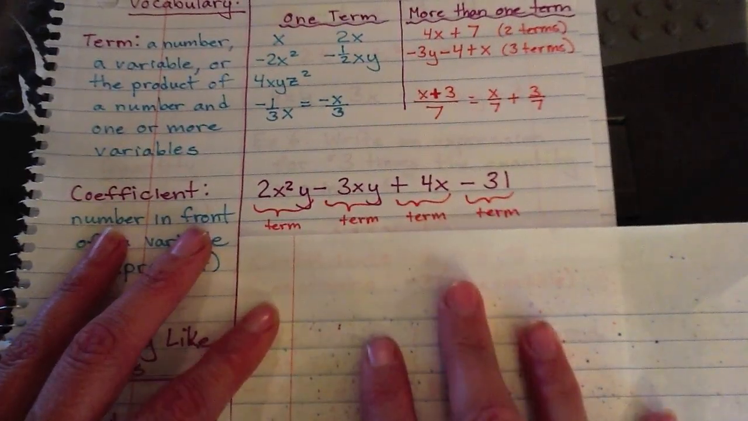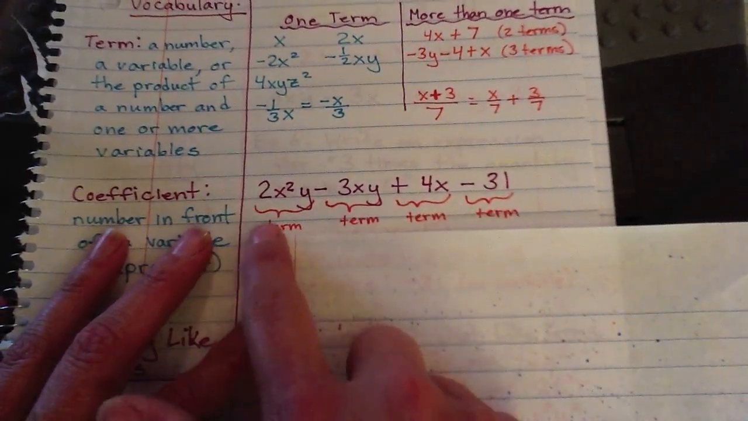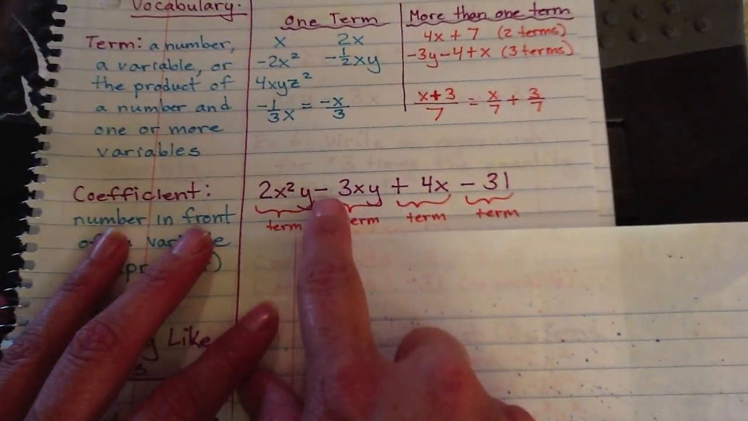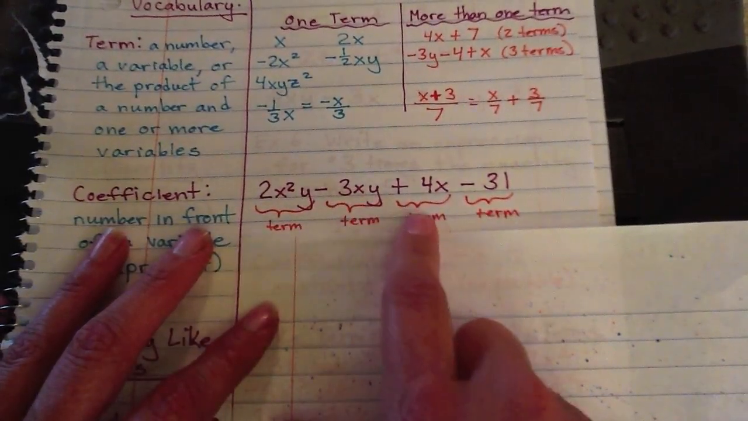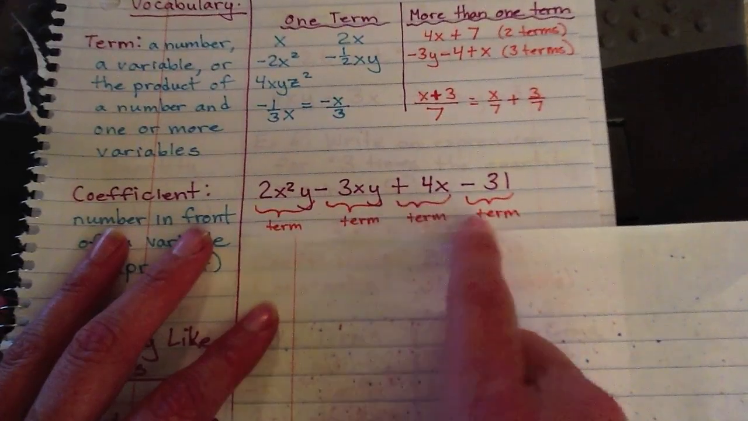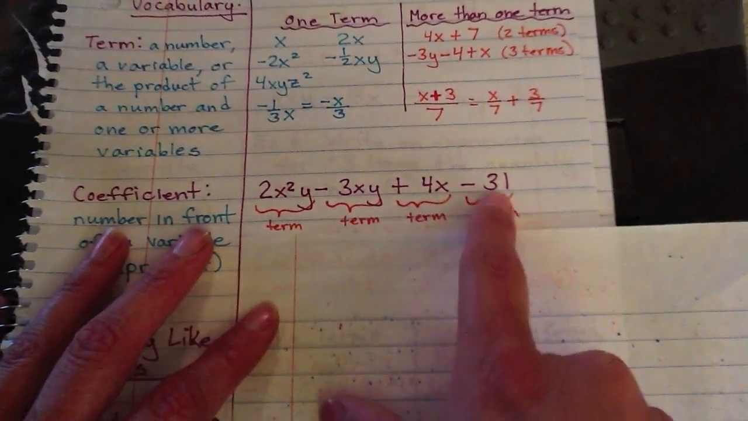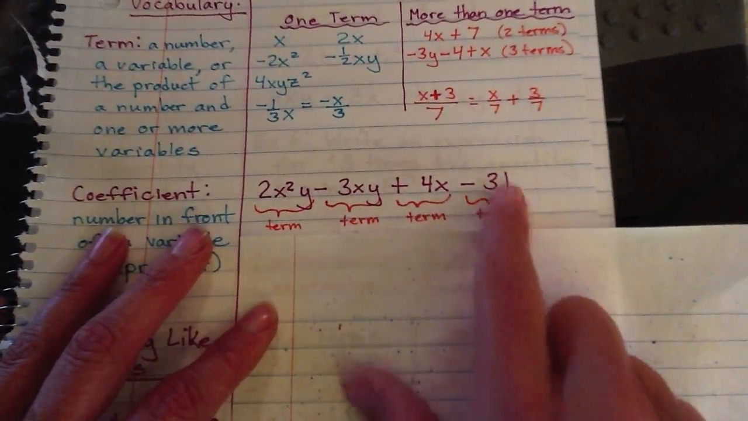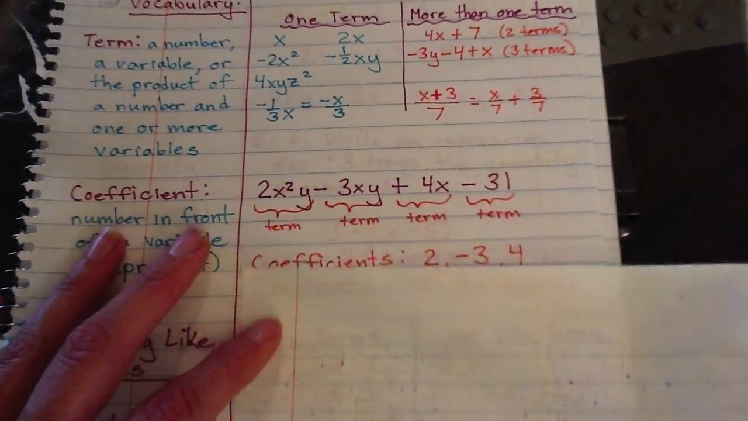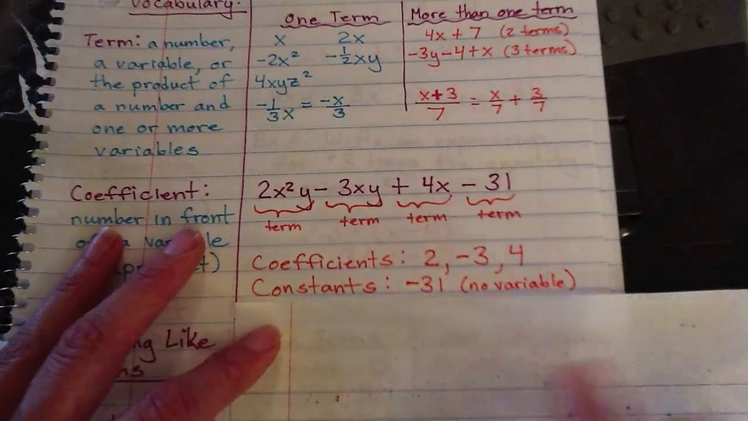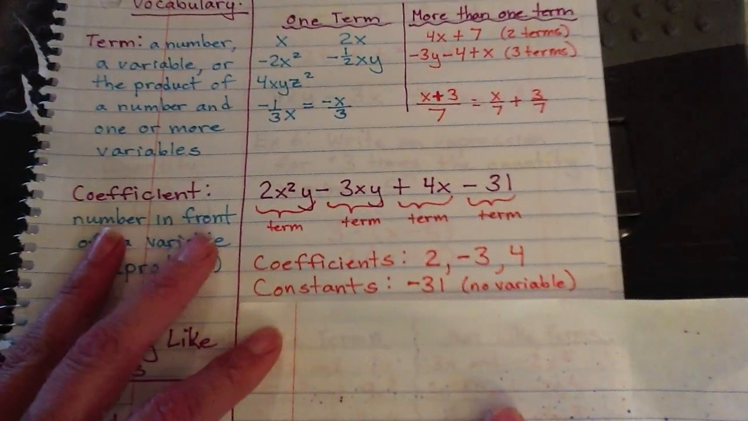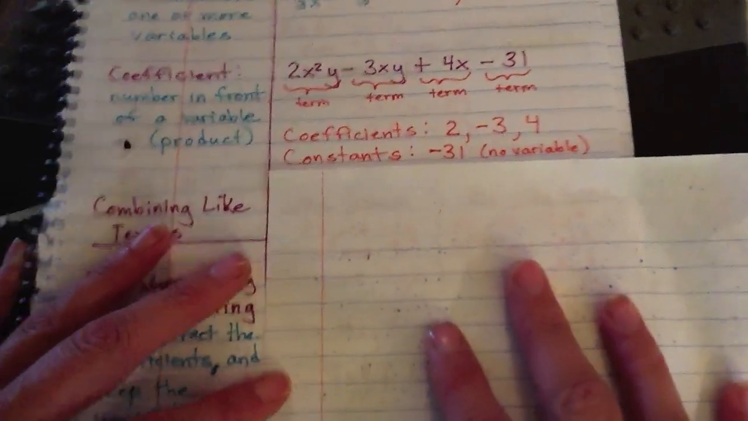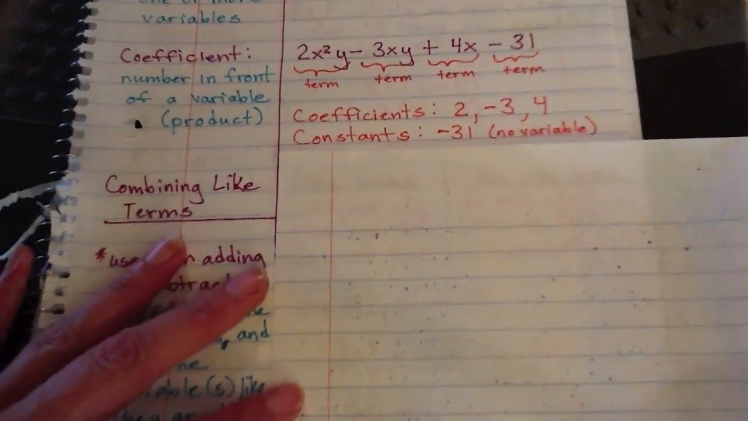These terms have coefficients, the numbers in front of them. This term's coefficient is 2. This term's coefficient is negative 3. You always bring the sign with it. This term's coefficient is positive 4. And this is actually not a coefficient. This is called a constant. There's no variable with it. So a constant is just a number with no variable. Okay, we're going to go on to the next thing. Again, hit pause if you need to.